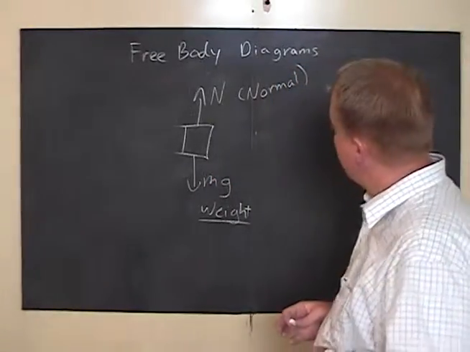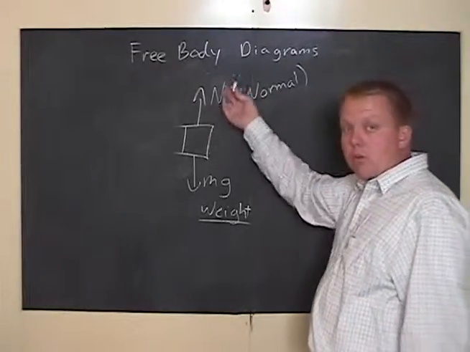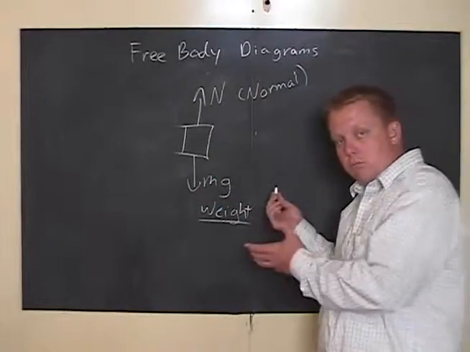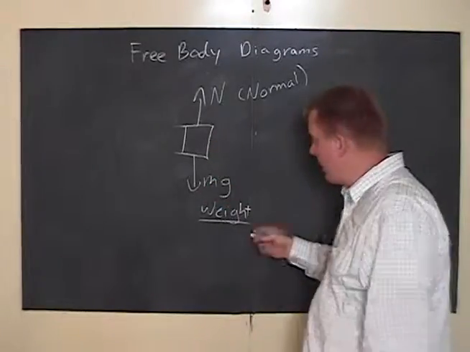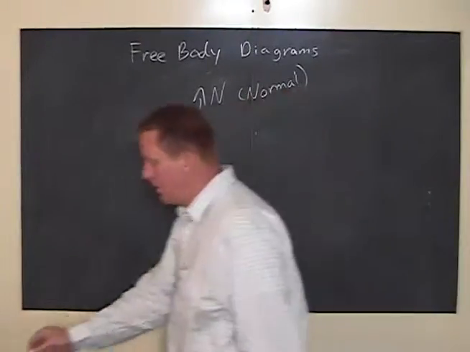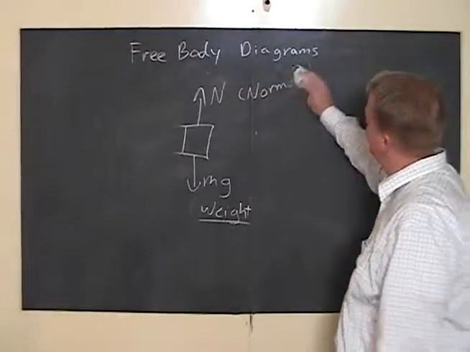So our free body diagram for a rock just sitting there, we have the normal force of the ground pushing up on the rock. We have the weight force of the mass of the rock being accelerated by gravity. And there you go. Those are the forces that act on a rock.